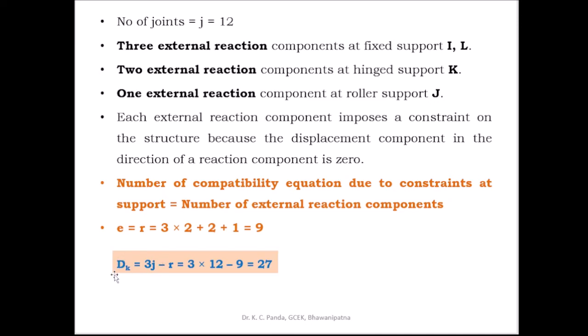Then you can find out the degree of kinematic indeterminacy. Dk is equal to 3j minus R, which is 3 into 12 minus 9, equal to 27. So here the degree of kinematic indeterminacy is equal to 27. So you can give the 27 independent displacement components.